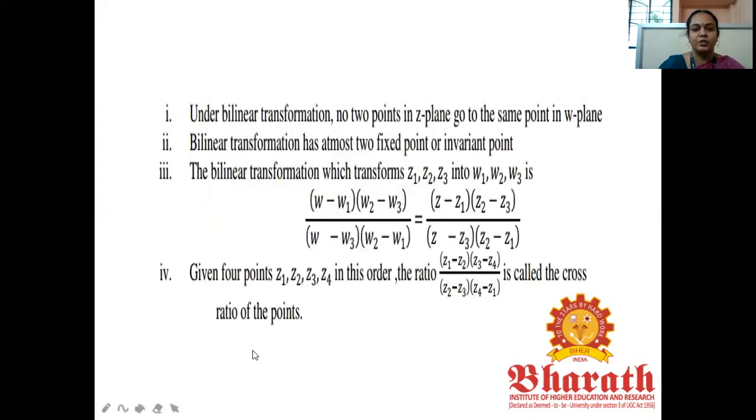Next, bilinear transformation. Under the bilinear transformation, no 2 points in the z plane go to the same point in the w plane. The bilinear transformation is represented by (w minus w1)(w2 minus w3) by (w minus w3)(w2 minus w1) equal to (z minus z1)(z2 minus z3) by (z minus z3)(z2 minus z1). Now these 4 points, the ratio represented like this is known as cross ratio.